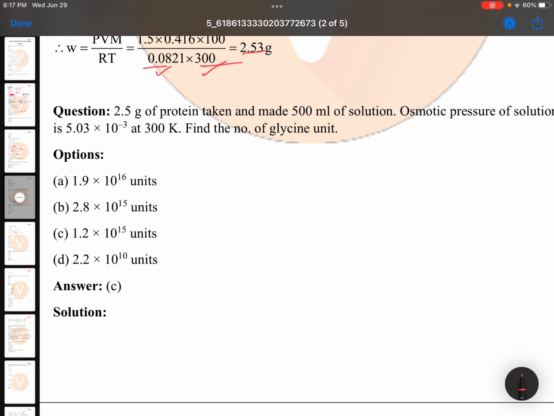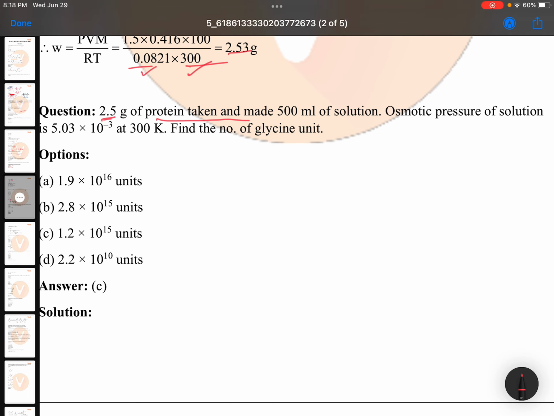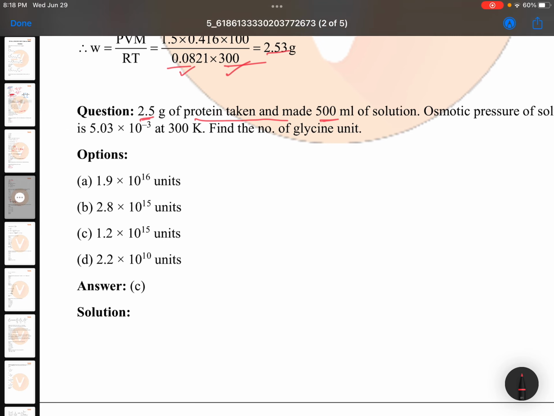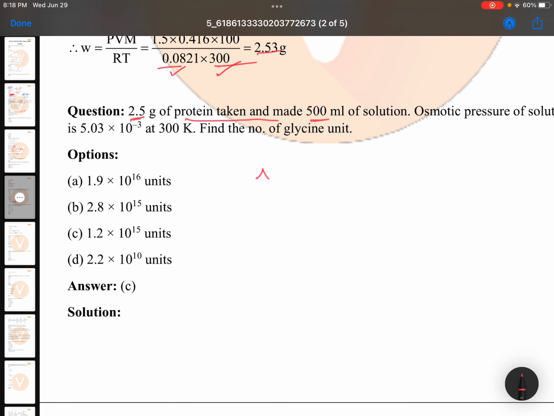ये बहुत ही बढ़िया क्वेश्चन है. 2.5 grams of protein taken and made 500 ml solution. Osmotic pressure of the solution is given. So pi is equal to CRT. R is known to you, temperature is given to you, pi is given to you. You need to find out the molecular mass of the compound.